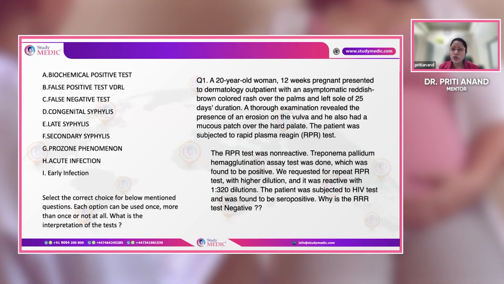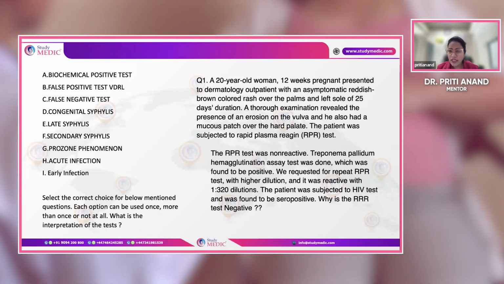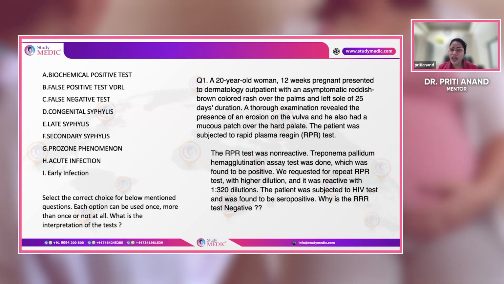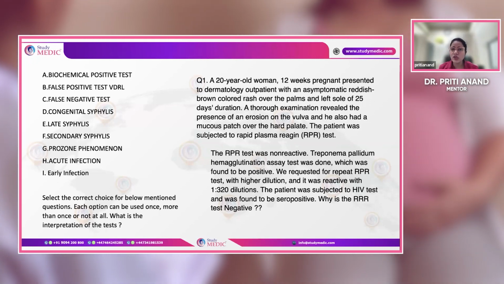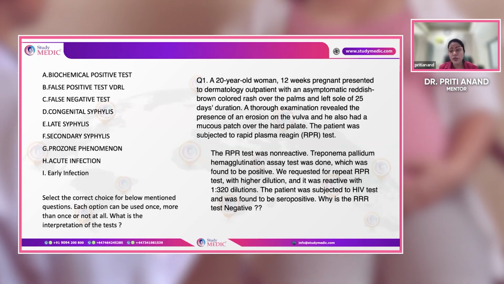Now, in this question, they have very specifically asked you that she is a case of secondary syphilis, which is very much evident by her clinical presentation and her TPHA test being positive. But why was the RPR test negative? This is the question they are asking you. What is your interpretation of why this test is negative?